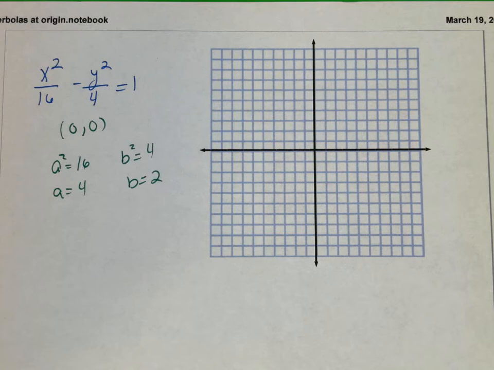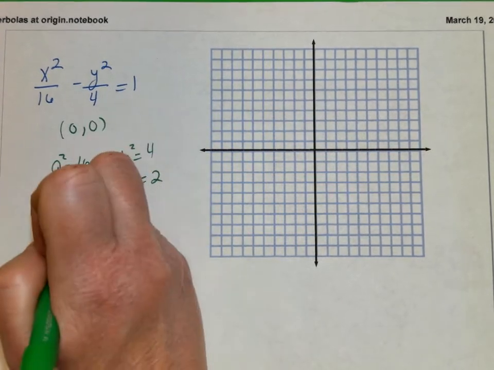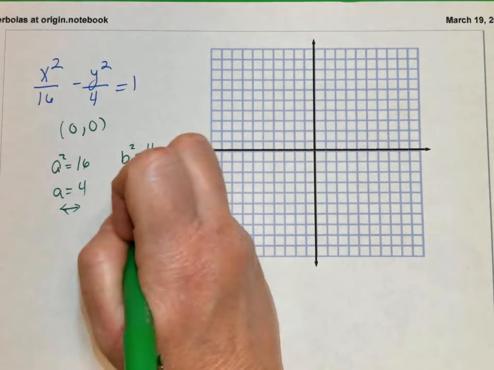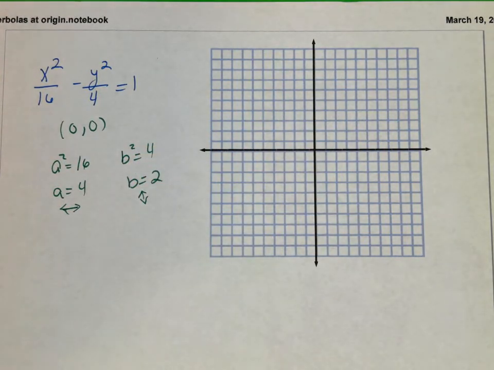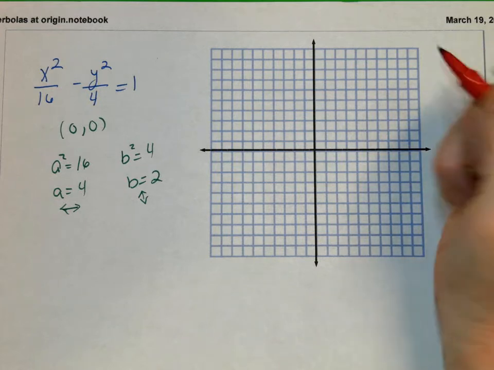Whatever letter they are under is the direction they go. So this is under X, so this is going to go side to side. This is Y, so it's going to go up and down. So I'm going to draw those on here, but I'm not going to use my green pen. I'm going to use this red one.